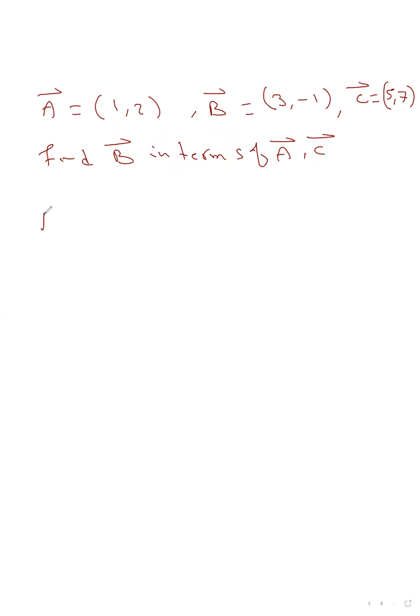طيب نقول vector B equals K times A plus M times C. So we have to find the constants so that vector B equals constant times A plus another constant times C. Okay, and substitute. B is 3 and negative 1.